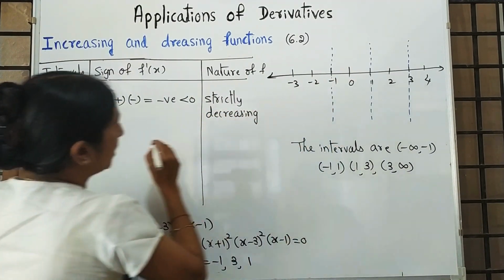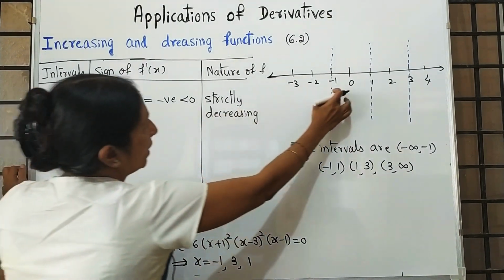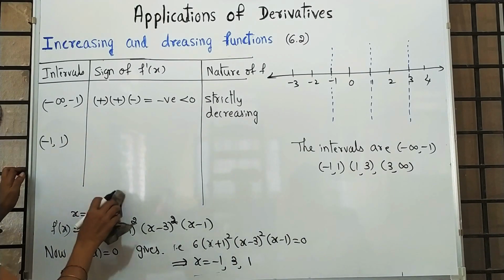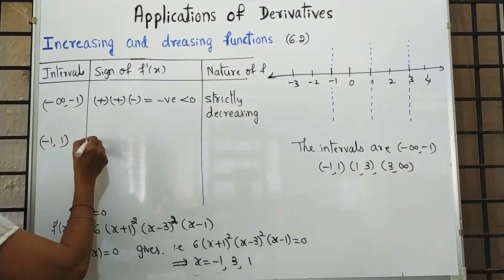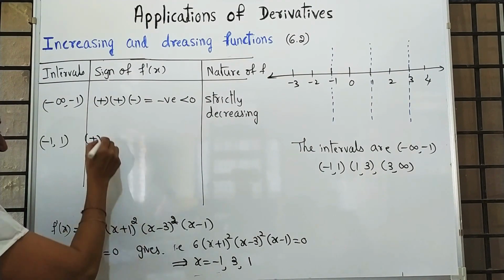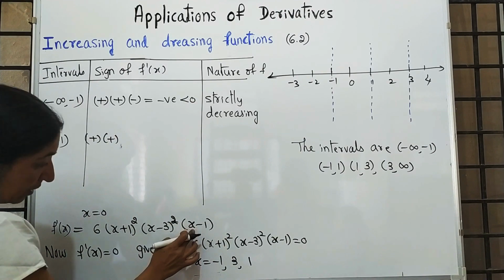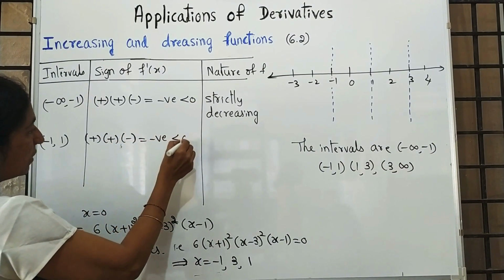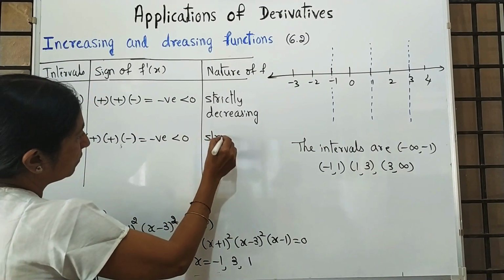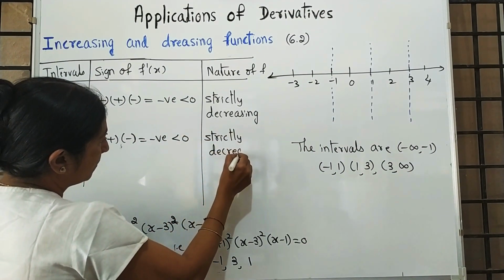Next, minus 1 to 1. In minus 1 to 1, I took 0. Here again square means positive. This bracket is also square, positive. So here if you write a 0, it is a minus. Again a negative, less than 0. Strictly decreasing.